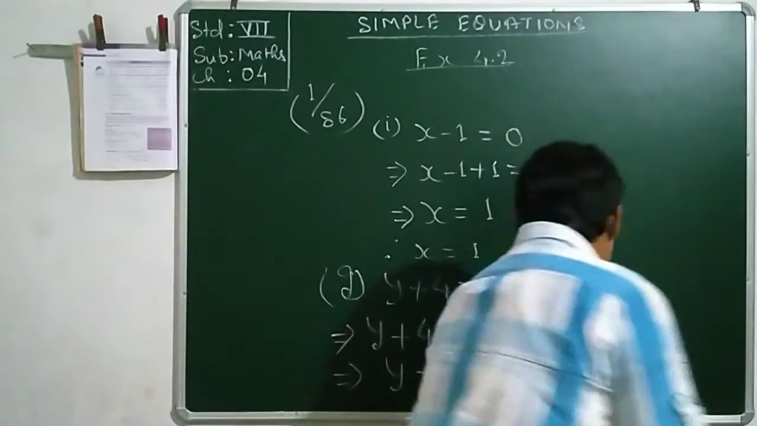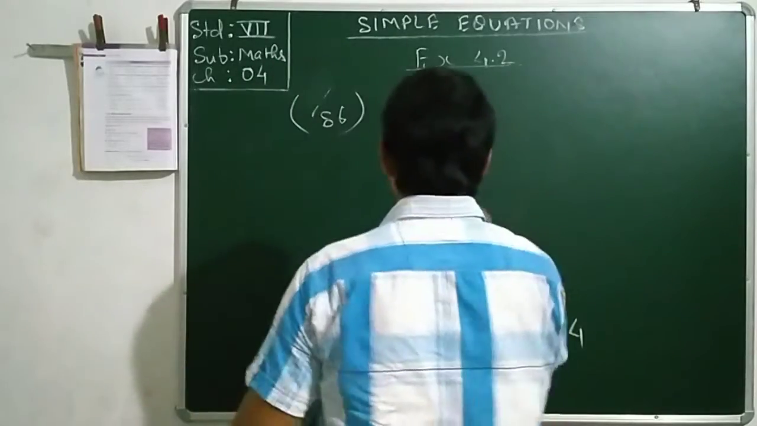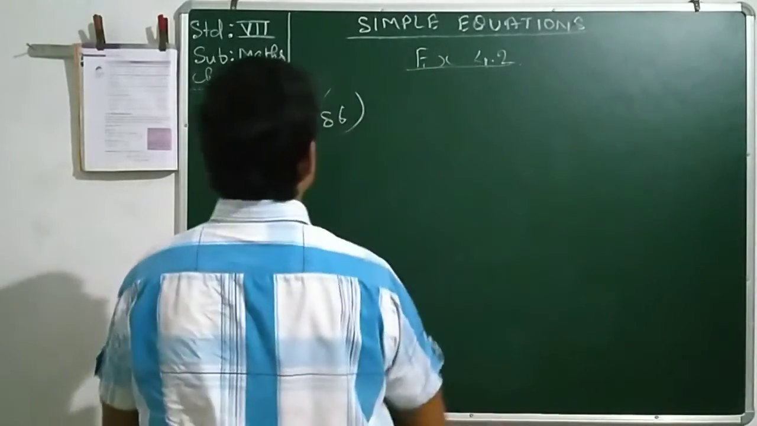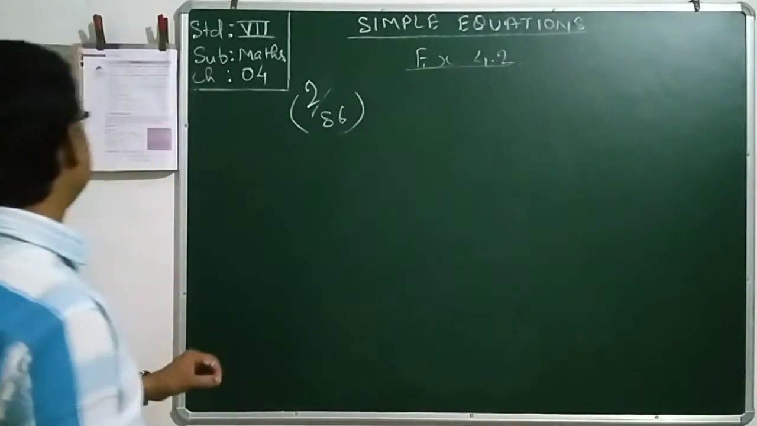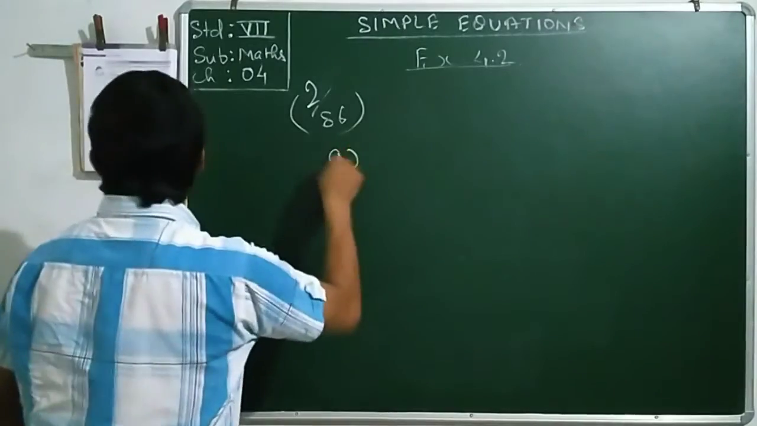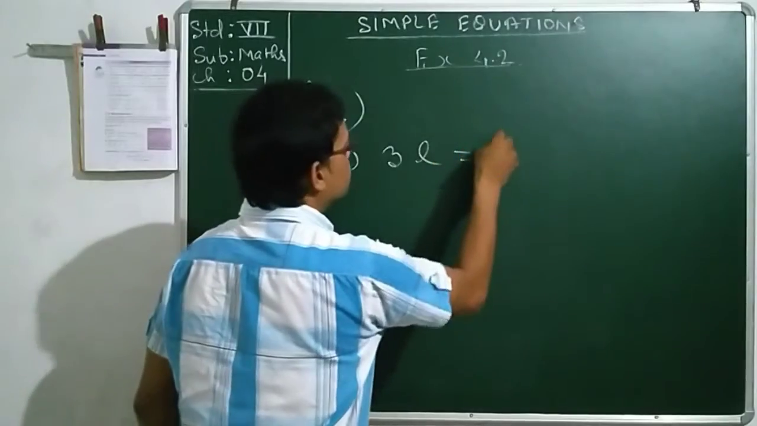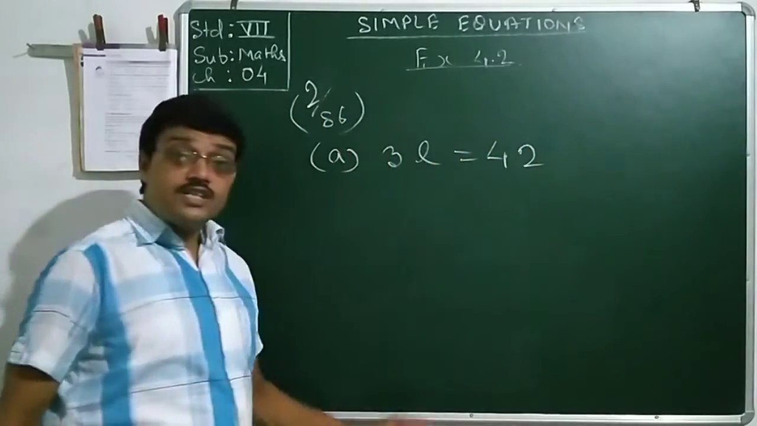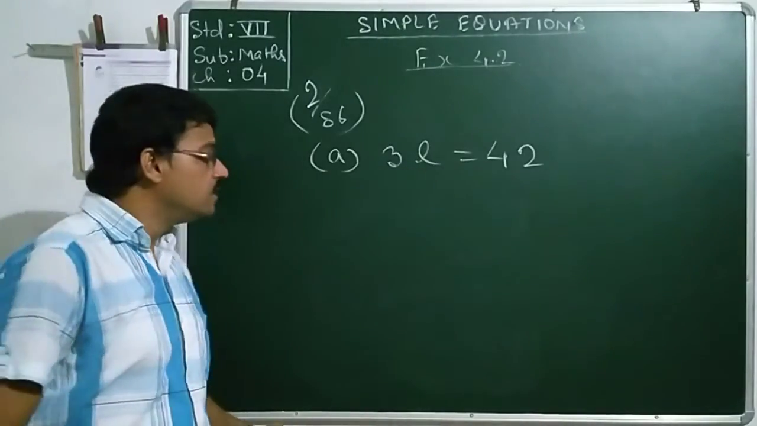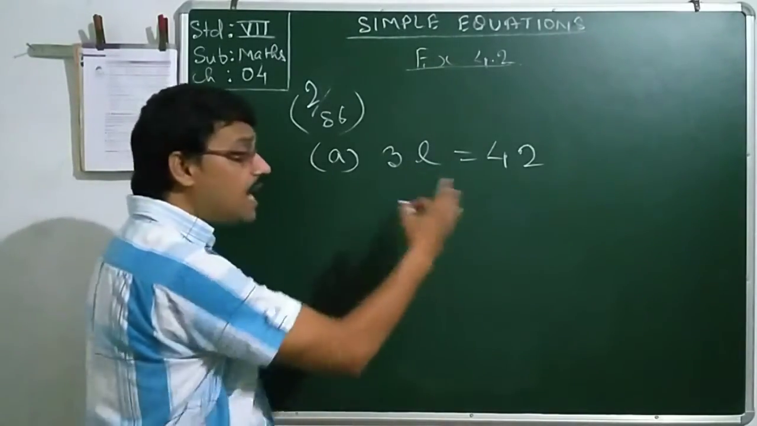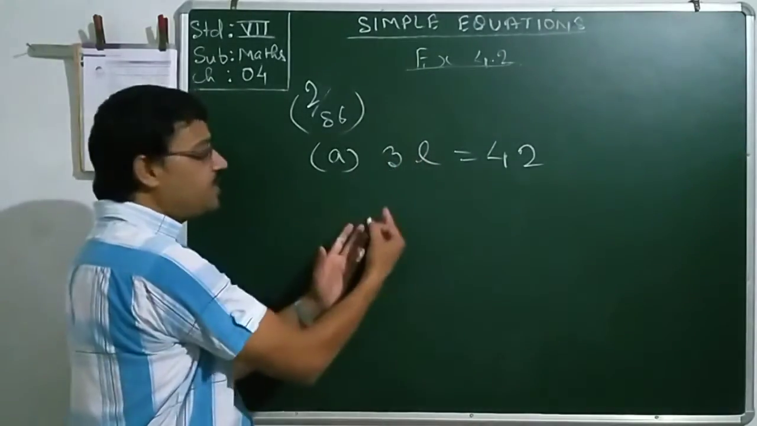Now come to the two number sum. In the two number sum, it is (a), that is 3l equal to 42. Very similar to the previous one. Here l has been multiplied by 3, so we will divide l by 3 to separate it.